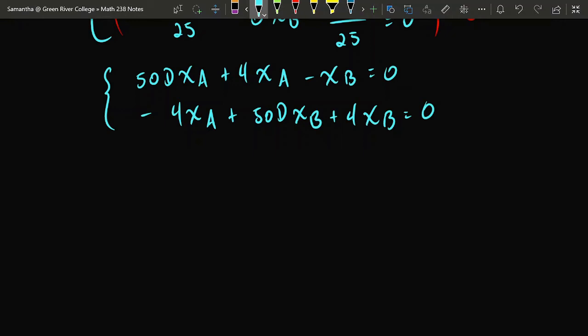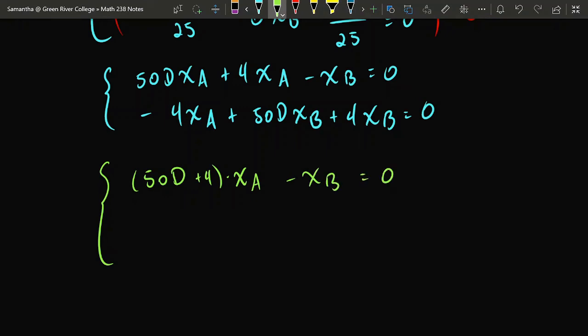Now that I've done that, I'm going to combine like terms. So instead of having two terms containing xa, I'm going to factor out that xa, leaving 50 times d plus 4 quantity times xa. And then we have negative 4xa, and similarly 50d plus 4 x sub b.